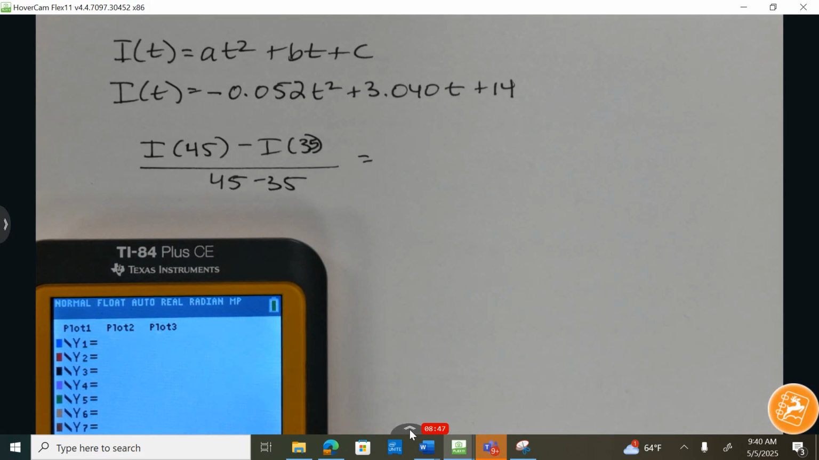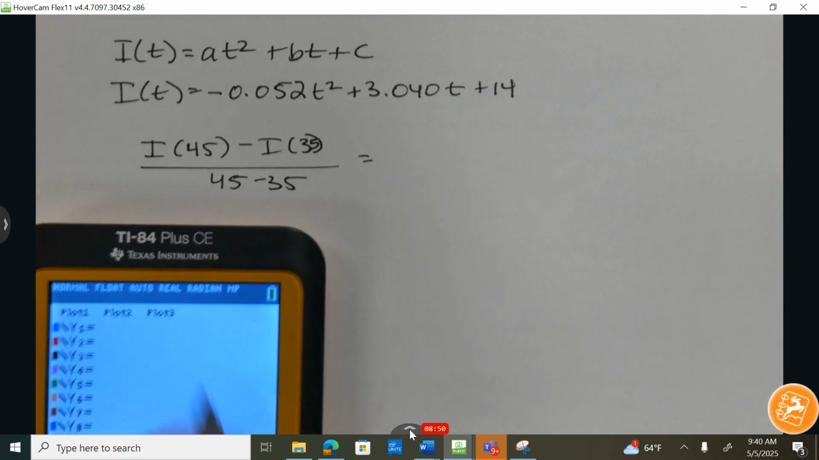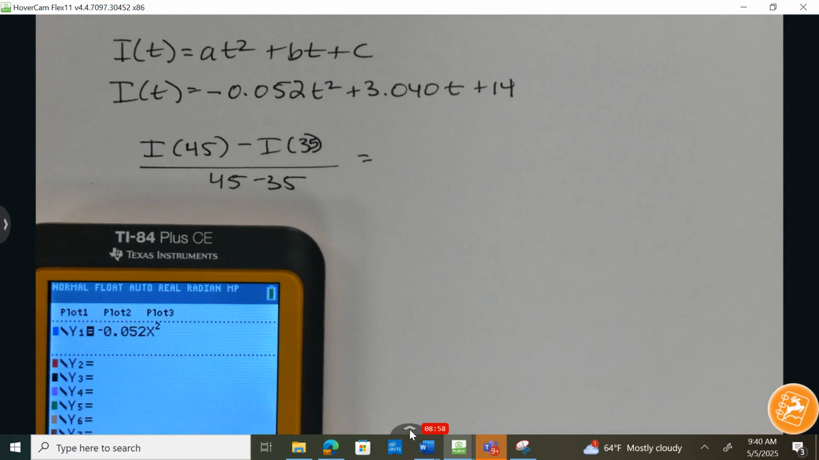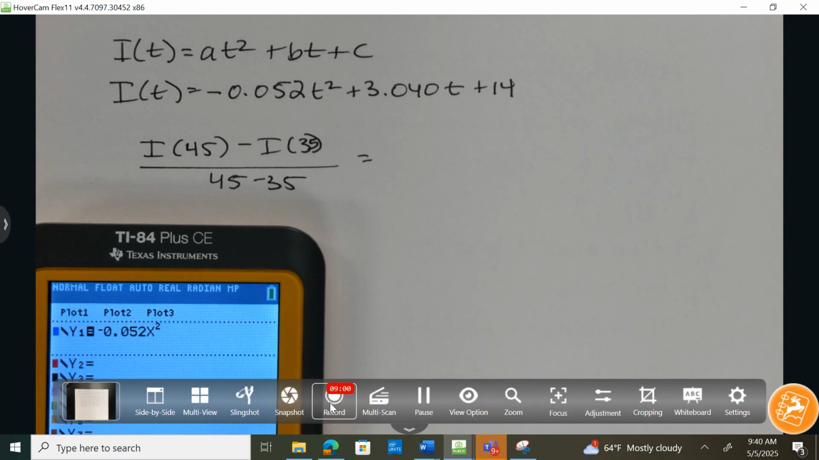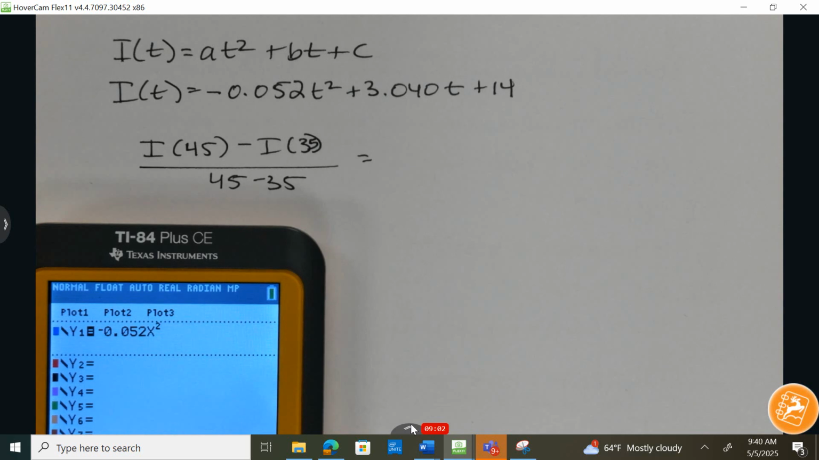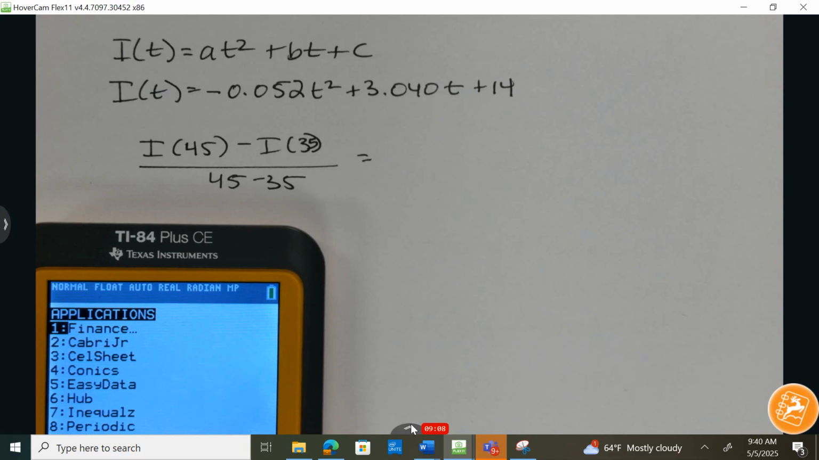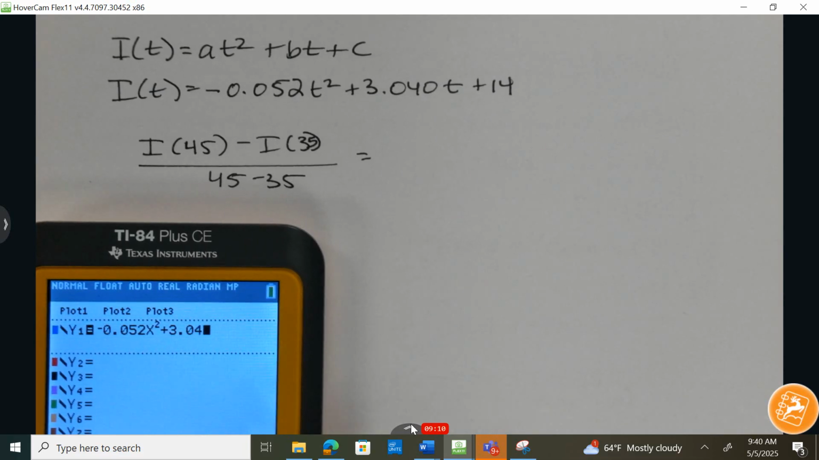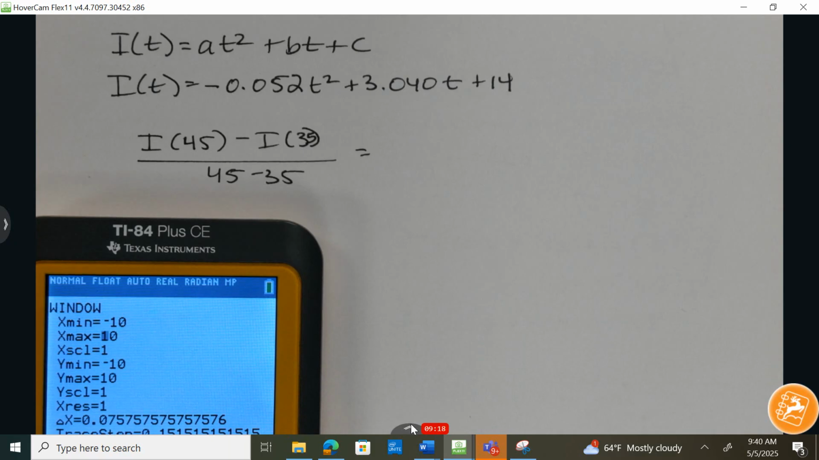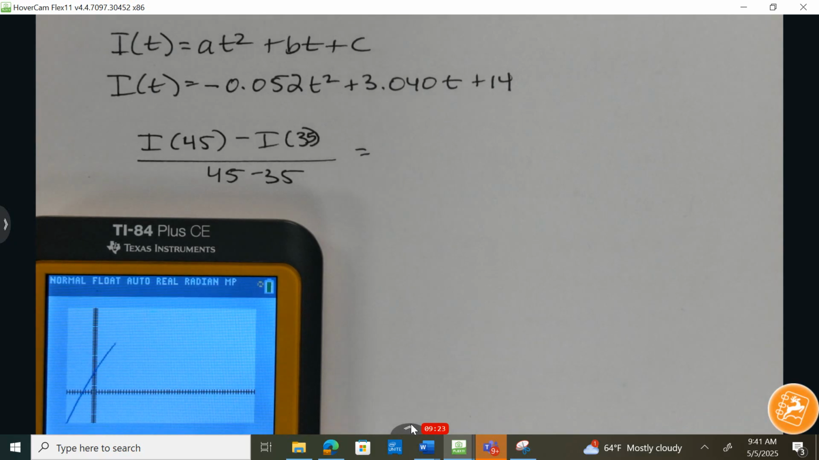We're going to come up here, and there's 2 ways I can do this. One way is I can actually plug this in. So negative 0.052 T squared, and then we are going to do plus 3.040 T plus 14. Whoa, what just happened here? Okay, let's make sure we go out far enough here. Let's go out to like 60. Let's do a zoom fit.